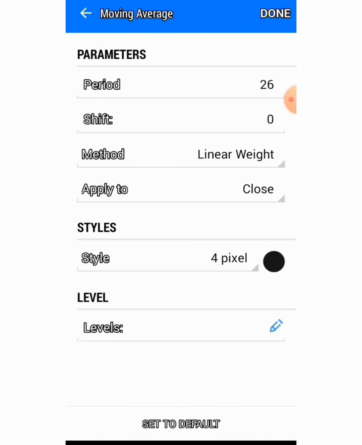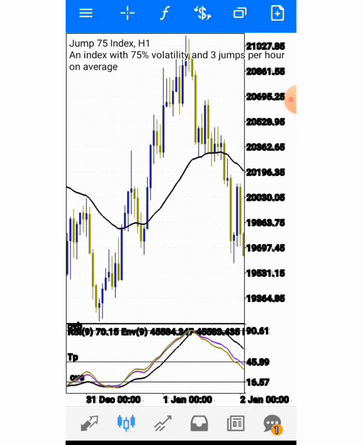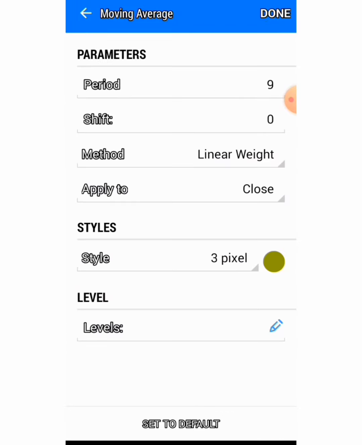Then the moving average on the indicator window too. Add period 26, shift 0, linear weight, apply to close. Style, you can use any style and color. Then you click done. The second moving average: period 9, shift 0, linear weight, close, 3 pixel.